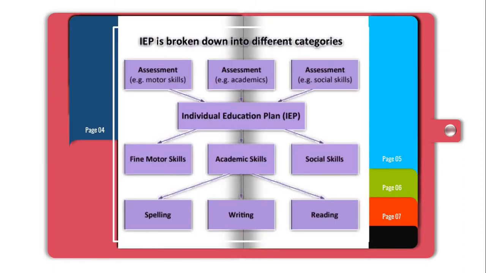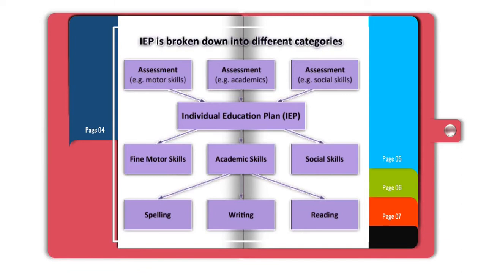Before developing the IEP, assessment of the student having challenges to attain their academic goals is done. The assessment is done for different motor skills, academic skills and social skills. Motor skills may include hand-eye coordination, finger dexterity, etc. Academic assessment consists of the performance of the student in different school subjects.